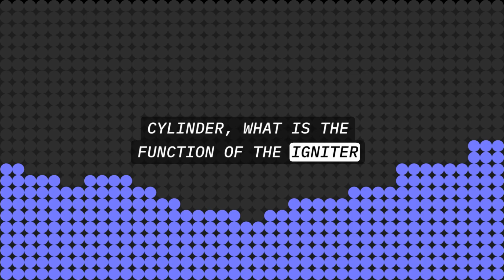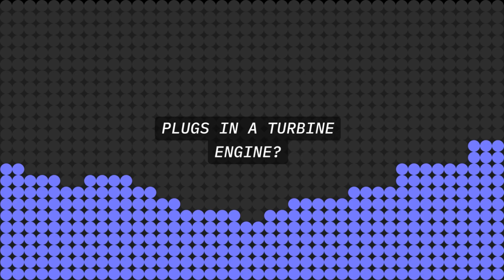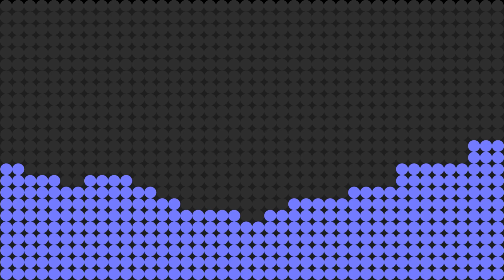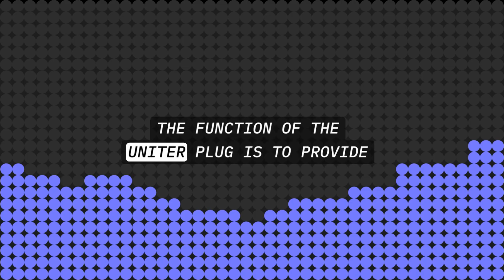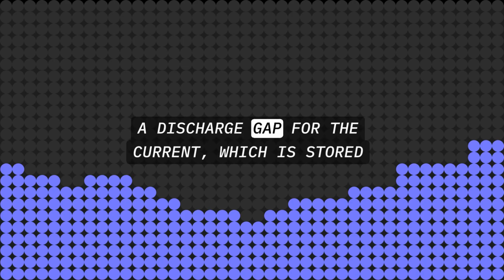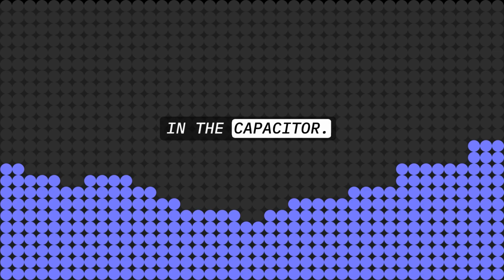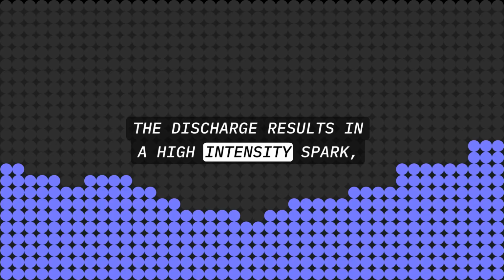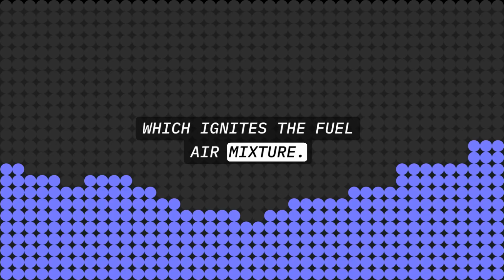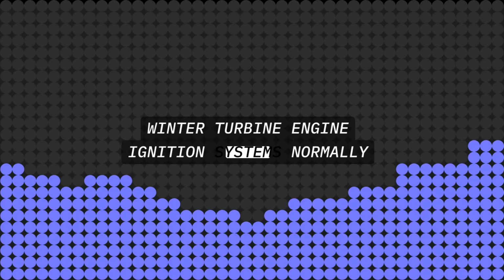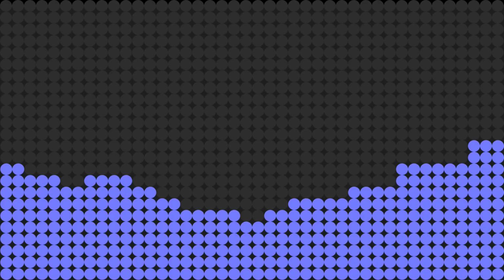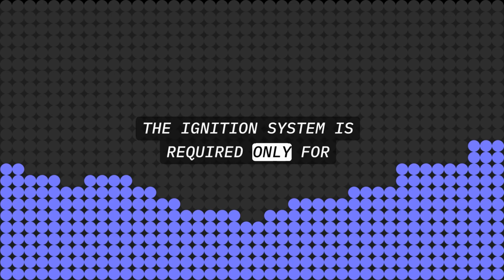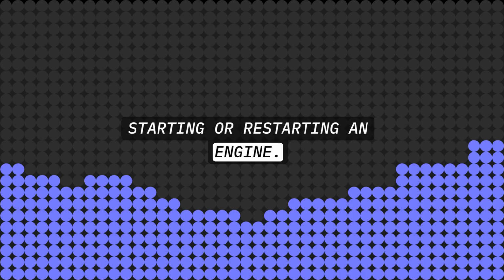What is the function of the igniter plugs in a turbine engine? The function of the igniter plug is to provide a discharge gap for the current, which is stored in the capacitor. The discharge results in a high-intensity spark, which ignites the fuel-air mixture. When are turbine engine ignition systems normally in use? The ignition system is required only for starting or restarting an engine.